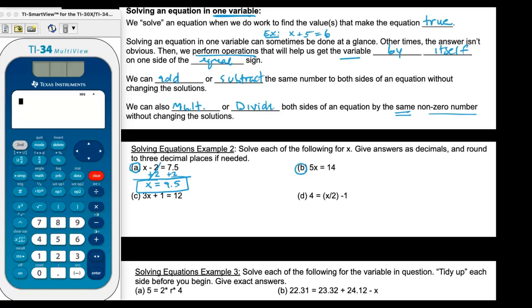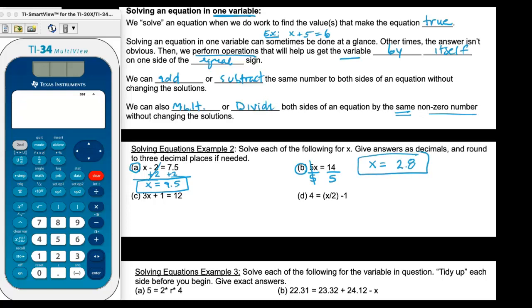For B, x is being multiplied by 5. Well, what's the opposite of multiplication? Division. So if I divide by 5, 5 divided by 5 is just 1, so those essentially just go away. And if I do it to the left, I have to do it to the right. So our answer is x equals 14 divided by 5. And if you do 14 divided by 5 in the calculator, you get 2.8.